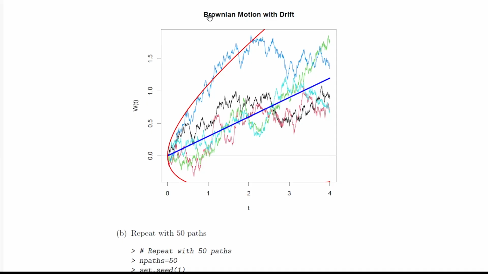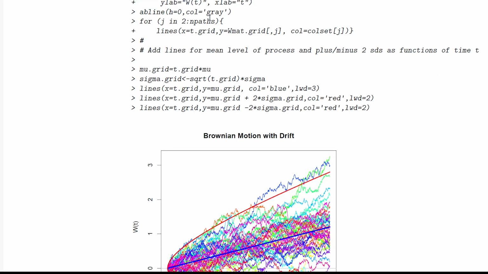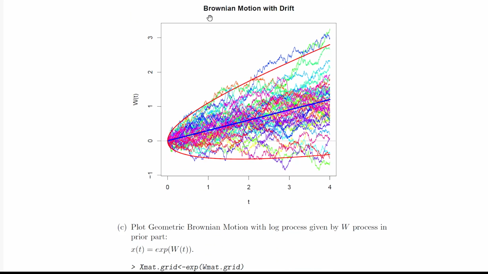So here are some simulated paths of Brownian motion with drift with those mu and sigma parameters. And importantly, we have the mean value as a function of time of the Brownian motion given by the blue line. And then plus or minus 2 standard deviations is given by the red curves. And if we simulate not 5, but say 50 paths, this is what this Brownian motion looks like.